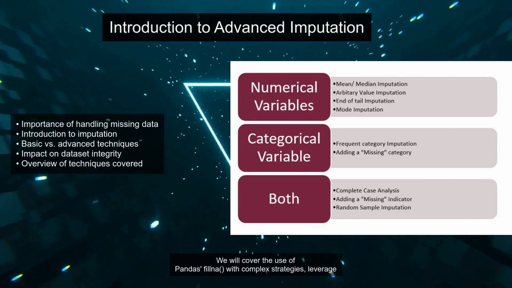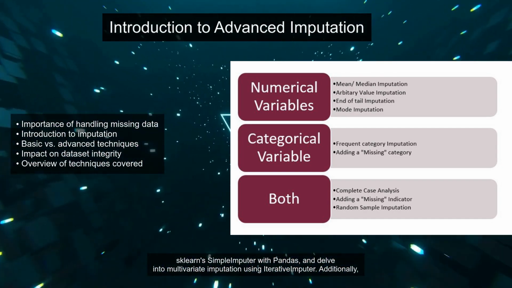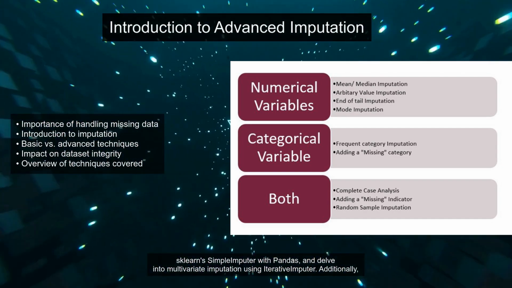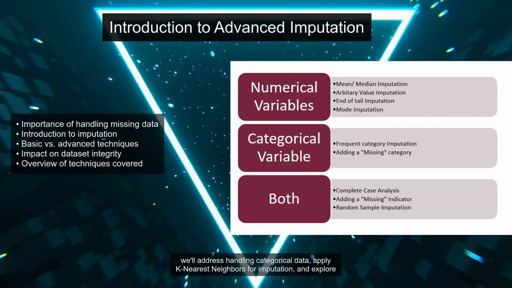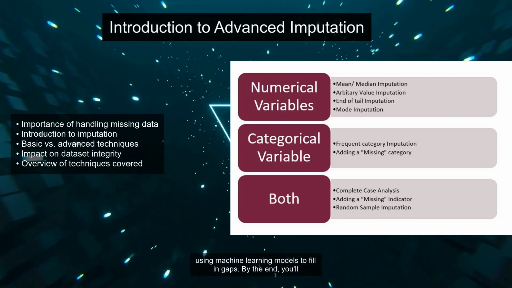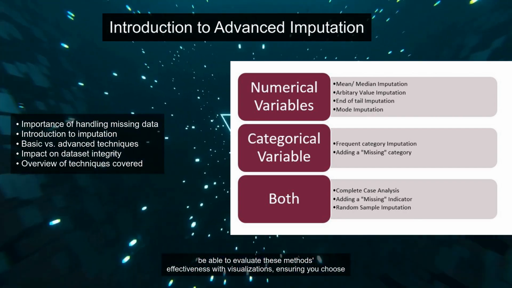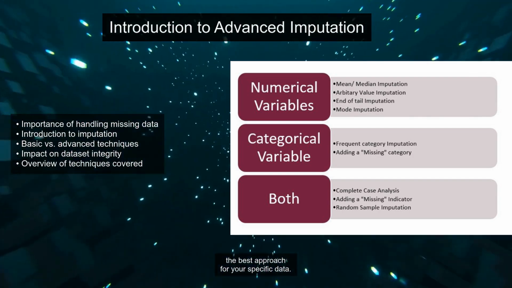We will cover the use of Pandas fillna with complex strategies, leverage sklearn SimpleImputer with Pandas, and delve into multivariate imputation using iterative imputer. Additionally, we'll address handling categorical data, apply k-nearest neighbors for imputation, and explore using machine learning models to fill in gaps. By the end, you'll be able to evaluate these methods' effectiveness with visualizations, ensuring you choose the best approach for your specific data.